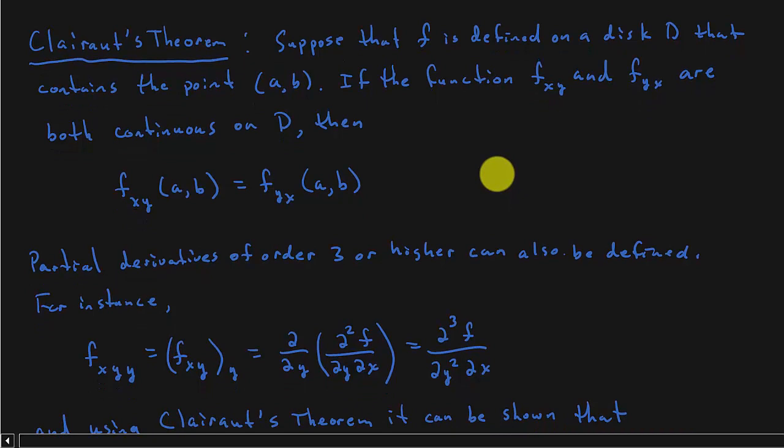Clairaut's theorem. Suppose that f is defined on a disk D that contains the point (a, b). If the functions fxy and fyx are both continuous on D, then the second partial with respect to x and then y, and the second partial with respect to y and then x, evaluated at (a, b), are equal. Okay.